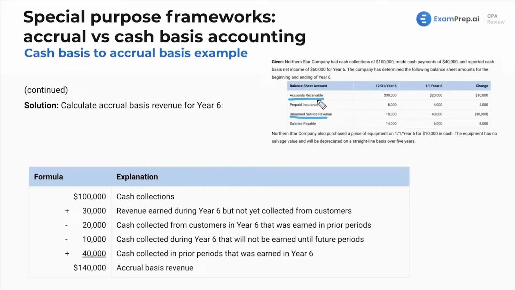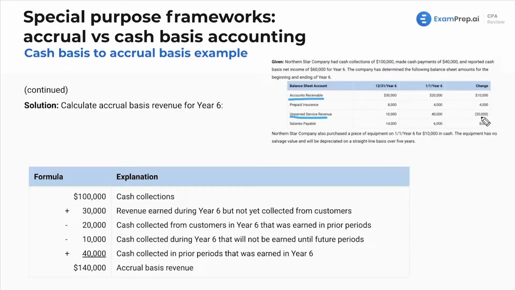What is this? Accounts receivable. Well, an increase in accounts receivable means that there is more revenue earned, but not necessarily collected. So that's why it's going to be a net positive. Similarly, when we have unearned service revenue, this is cash collected, however, not necessarily earned. So it's essentially the opposite of receivable.